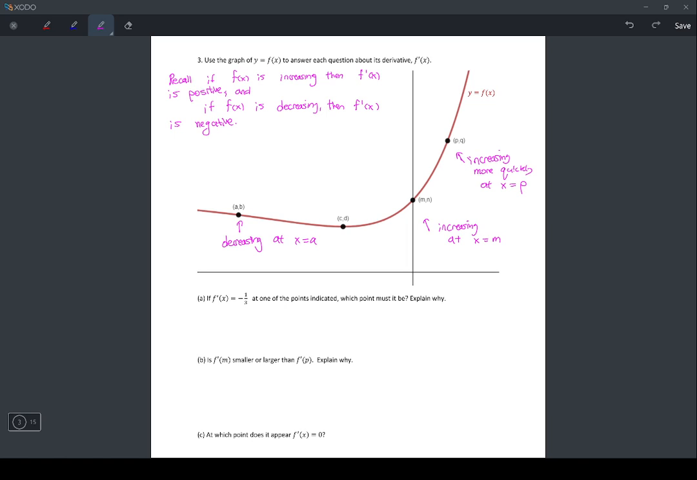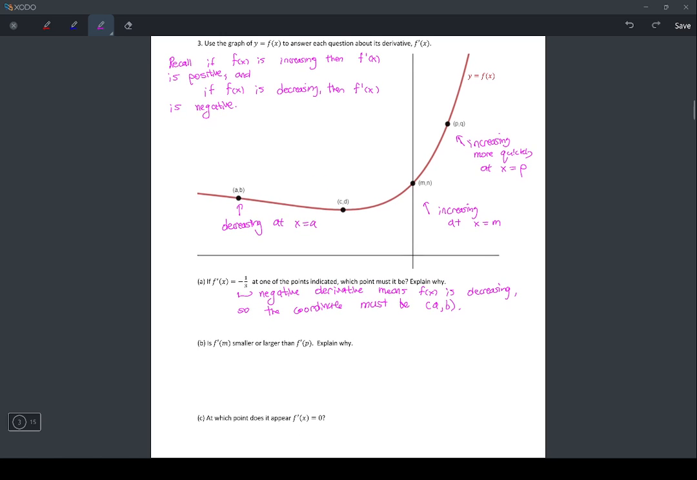So the question, part A, says if f prime of x is equal to negative 1/3, at which point must this be? Well, the fact that this is a negative derivative means decreasing function. So the coordinate must be a comma b, the only labeled coordinate that's negative.